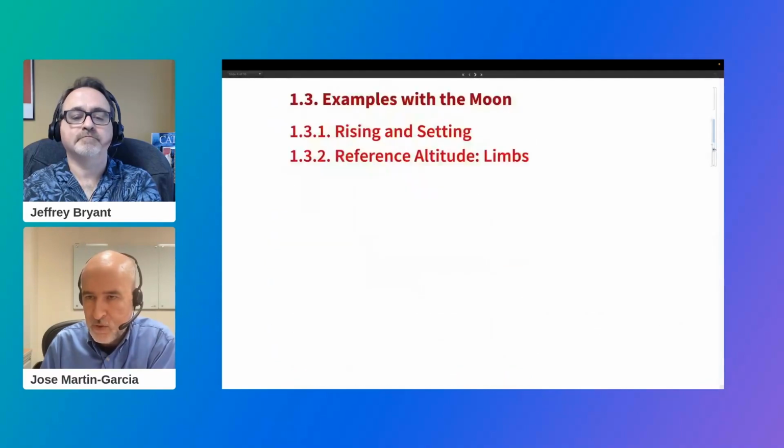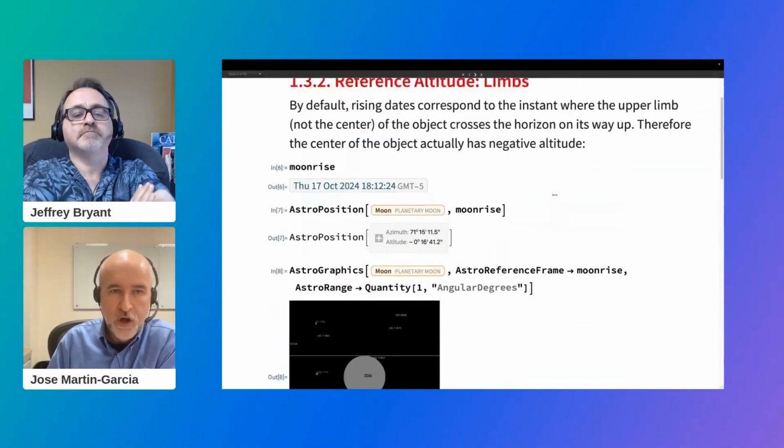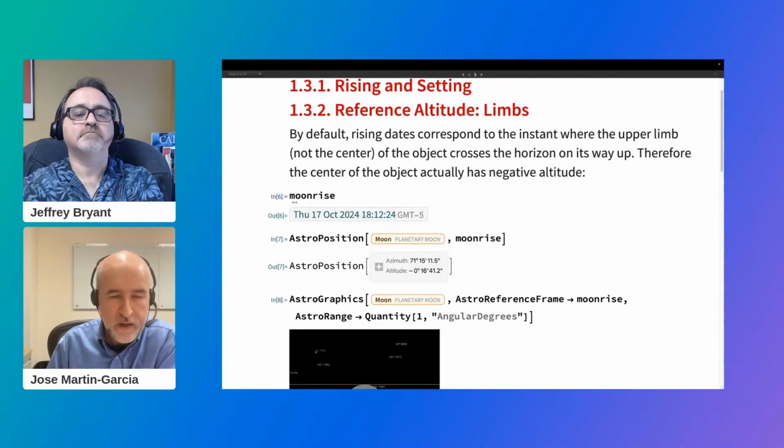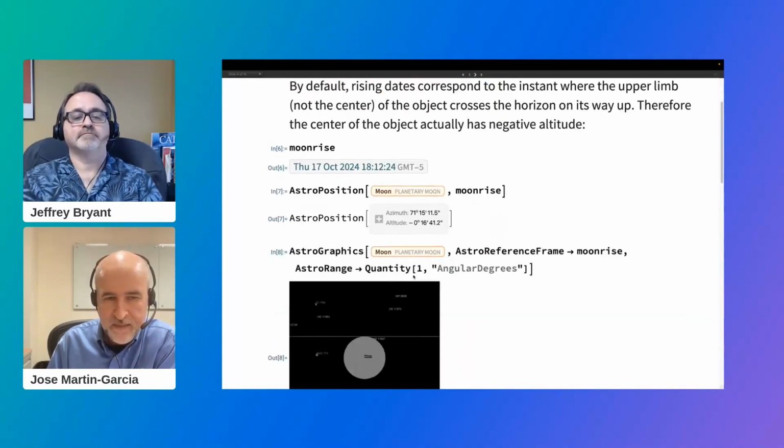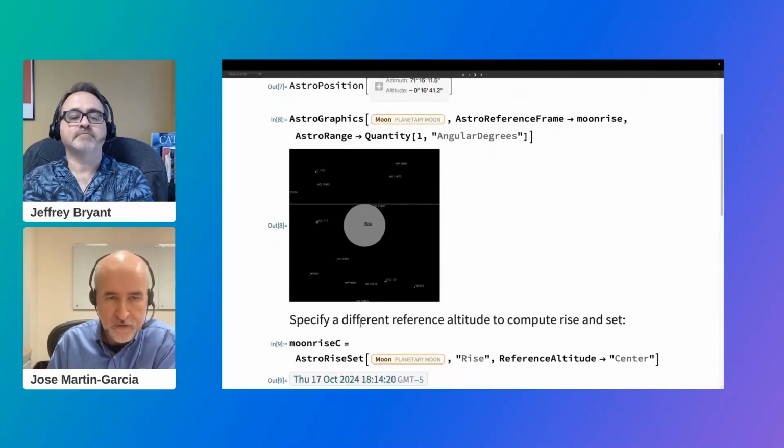Something that we need to describe is what we mean by rising and setting. And so to do this, we compare. This is the date of moonrise that we just computed. We ask AstroPosition, where will the moon be at that instant? And so we see that we will have a negative altitude. That's because what we consider the moonrise instant is when the moon on the way up touches the upper part of the horizon. This line is the horizon, right? So that defines the moment of moonrise.